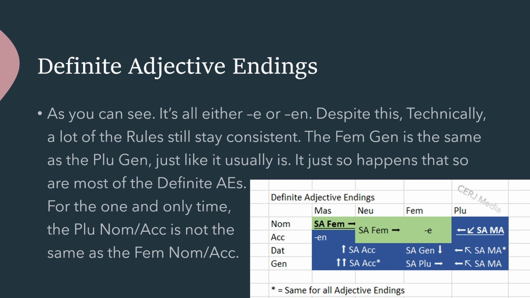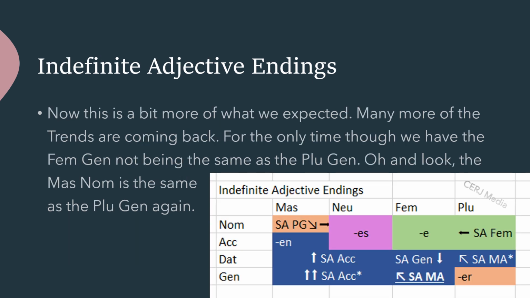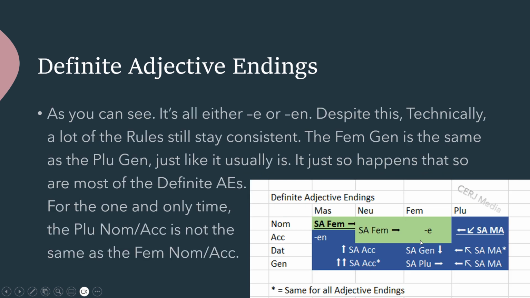So, a lot of blues and greens. Indefinite adjective endings. Now, this is a bit more of what we expected. Many more of the trends are coming back. For the one and only time, we have the feminine genitive not being the same as the plural genitive. So, right here, as we said, this is a trend that was established, that in all other instances, the feminine genitive is the same as the plural genitive.